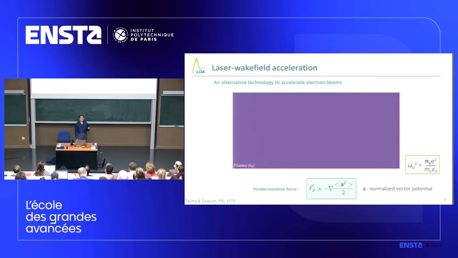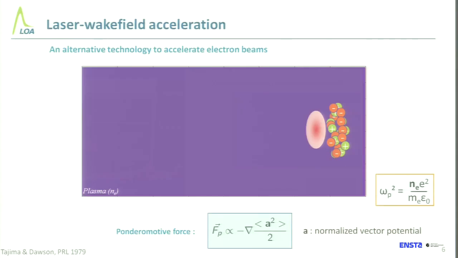Laser wakefield acceleration was introduced by Tajima and Dawson in 1979. The idea is the following. So we have a plasma. Here, the violet stuff is a plasma. You take a short laser pulse, and we will monitor the movement of the electrons and the ions that are here in the plasma. So when we focus the laser pulse within the plasma, it creates a force, which is the ponderomotive force, that will expel the charged particles away from the region of high intensity.